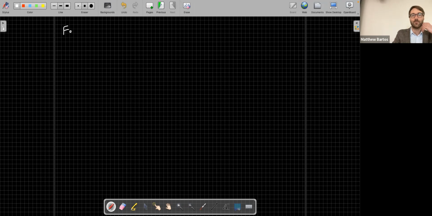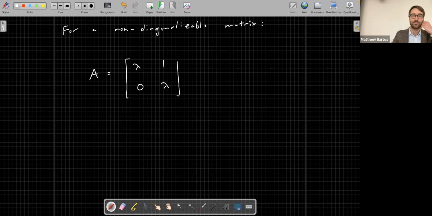So let's say for a non-diagonalizable matrix, we have A equal to lambda, 1, 0, lambda. Note that this matrix here is in Jordan form. Actually, let me just call this J. So this has the characteristic form of a matrix in Jordan form.